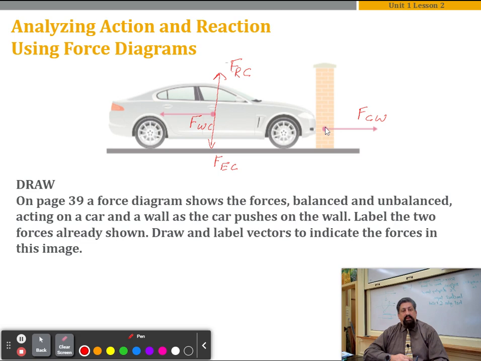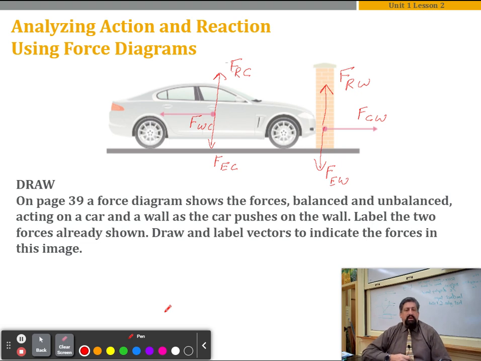We have the wall, which has weight too, right? So we have the force of the Earth on the wall. Then we have the normal force, so the force of the road on the wall.